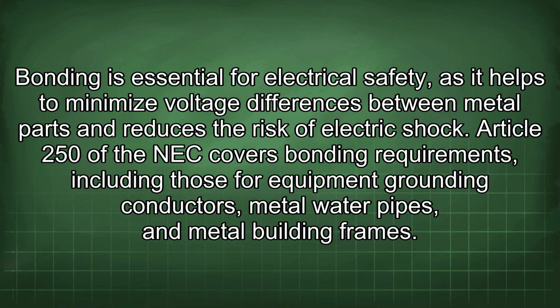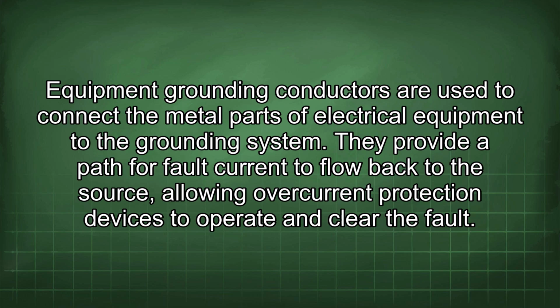Equipment grounding conductors are used to connect the metal parts of electrical equipment to the grounding system. They provide a path for fault current to flow back to the source, allowing overcurrent protection devices to operate and clear the fault.